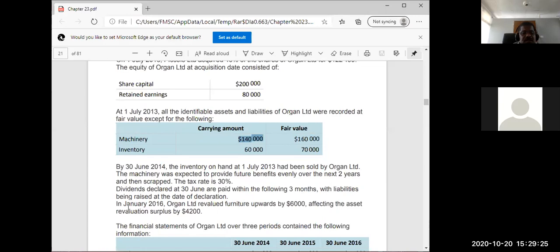Then, of course, Organ Limited revalued its furniture upward. Again, there is an upward revaluation of furniture, that is, increasing the value, bringing in the fair value, and a revaluation surplus of 4,200. So when you increase the furniture by this much, the revaluation surplus will be increased by 4,200.